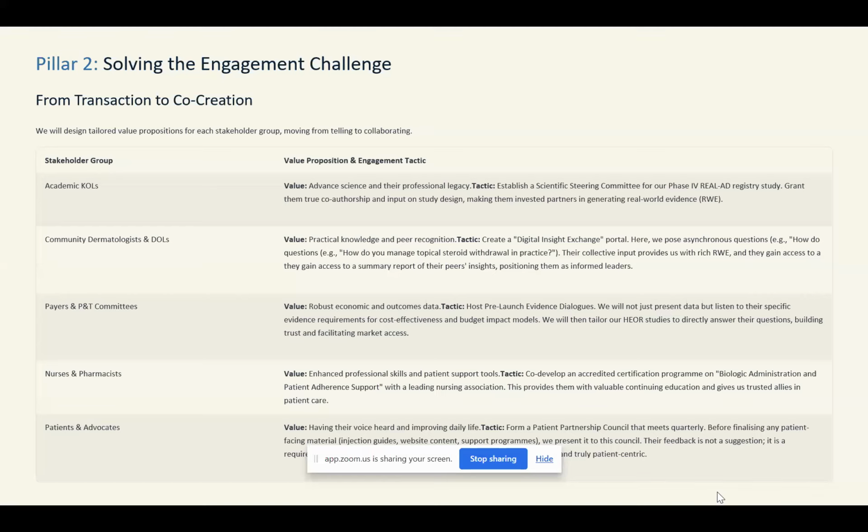Sometimes engaging the nurses and pharmacists would also be very important, considering their role in administering these products.